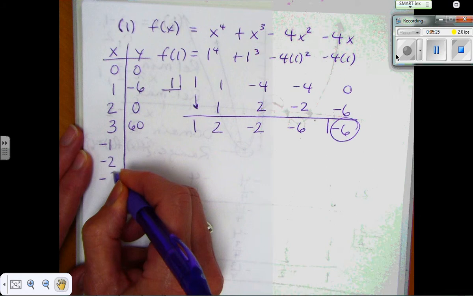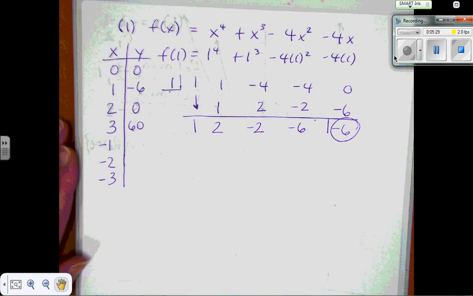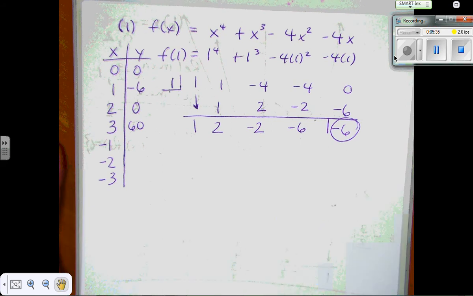-1, -2, -3. And there's not a set limit on how many values you want to substitute in to find values for y. It's just however many it takes to get a good feel for what the graph is doing. Okay, so go ahead and find those values and then we'll see what you guys get.